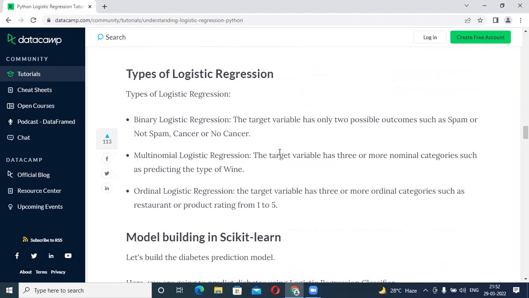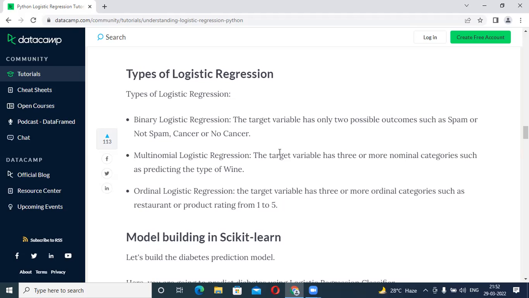Now, types of logistic regression. There are various types of logistic regression. One is binary logistic regression, where only two possible outcomes may come, true or false, since we are dealing with classification analysis for this function. Multinomial logistic regression: the target variable has three or more nominal categories, such as predicting the type of wine.